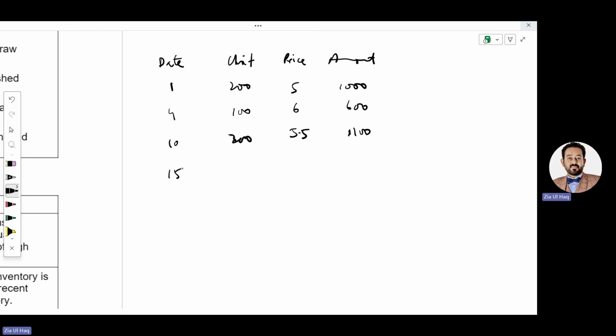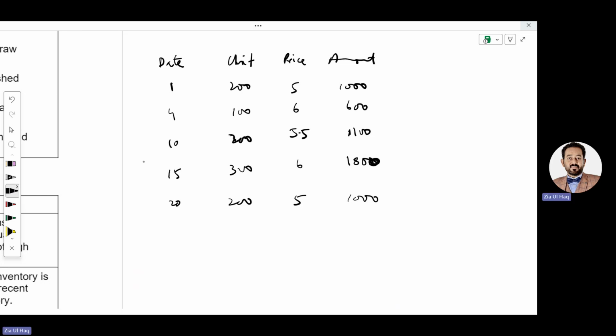On 15th of January, they further purchased 300 units at the price of 6. What is the amount? 1,800. On 20th of January, they purchased a further 200 units at the price of 5. What is the amount? 1,000. Now suppose the company sold 400 units on 12th of January.